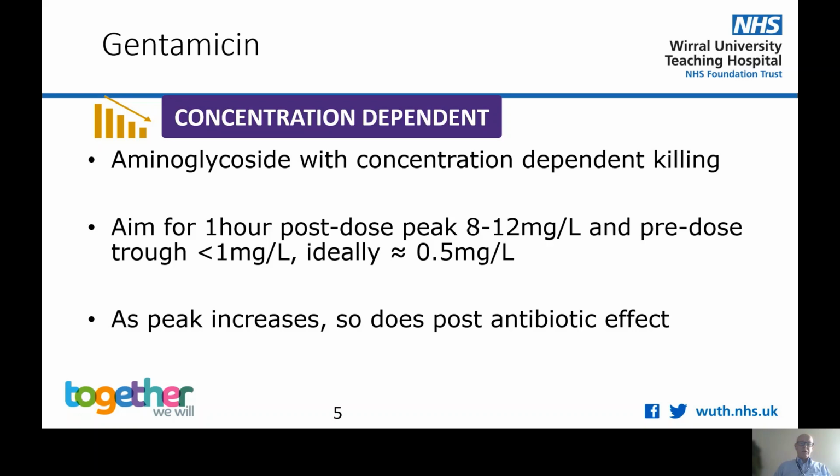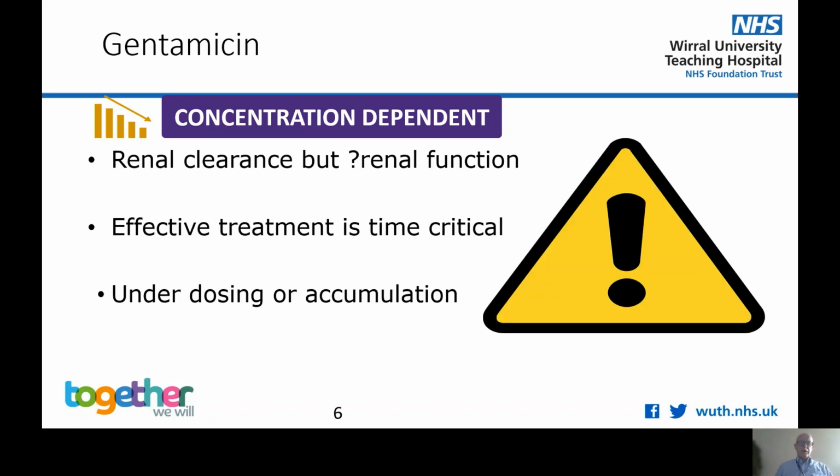Aminoglycosides demonstrate concentration-dependent killing. So generally we aim for a peak of between 8 and 12 and a trough of less than 1, but ideally less than 0.5. As the peak increases, so does the post-antibiotic effect, and therefore so does the duration of the concentration-dependent killing of bugs. So concentration-dependent killing, we all recognise that.